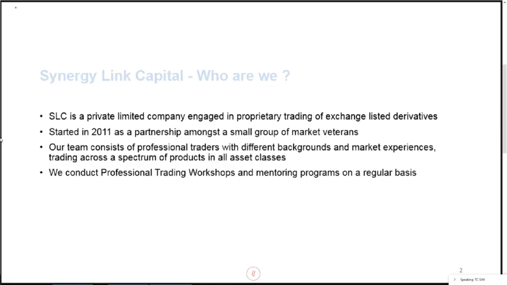Now, the reason why we began looking at this area was that we did some research and it revealed that while there were a lot of trading courses out there, I'm sure you're familiar with the likes of technical analysis or black box system trading, we felt there was a general lack of practical guidance from an active practitioner.